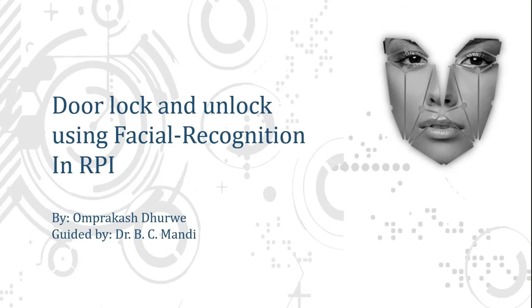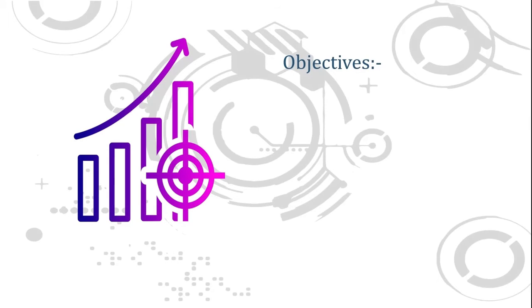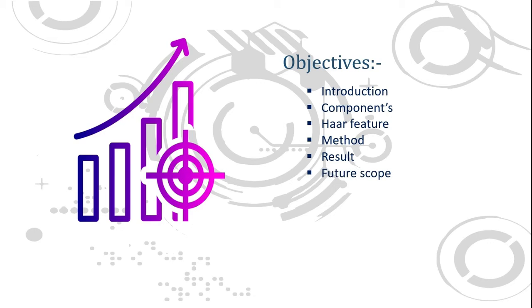Hello, my major project title is Door Lock and Unlock using facial recognition in RPi. So let's see what topics we will discuss. Our objectives are: first, introduction; second, components; third, hardware features; fourth, method; fifth, result; sixth, future scope; seventh, conclusion; and eighth and last, reference.